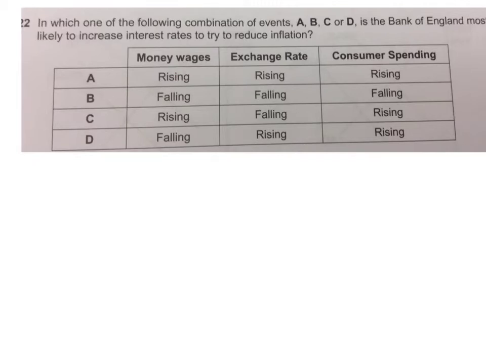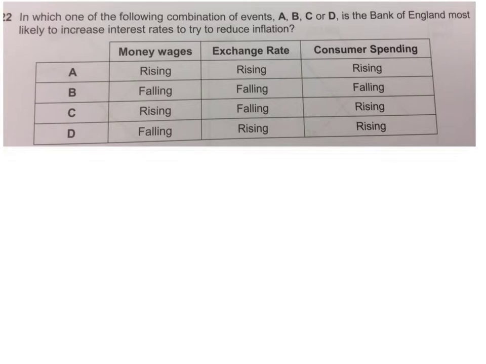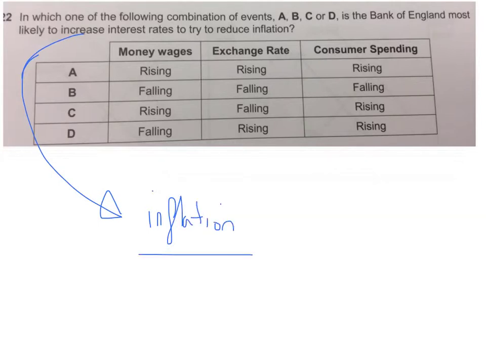It says, in which one of the following combinations, A, B, C or D, is the Bank of England most likely to increase interest rates to try and reduce inflation? So basically, they're talking about why would they ever want to try and reduce inflation? In which of these 4 situations is there likely to be inflation? That's basically what the question is. It's just kind of a weird way of saying it.